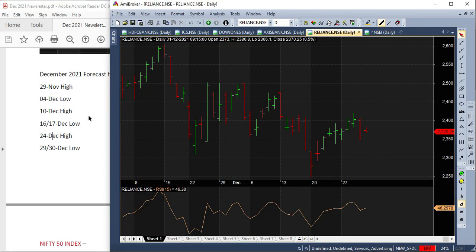Okay, so what we forecasted in Reliance was 29th of November is high and 4th of December is low. So we have a high here on 29th and we have a low on 6th. If you see, 4th of December falls on a weekend, so we take 6th of December, Monday, as the low. 29th is the high and 4th is the low. Then 10th is high and we have a high here on 9th of December.